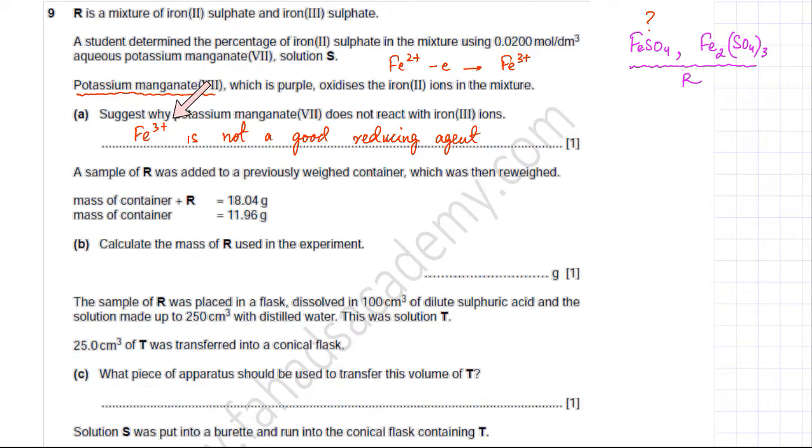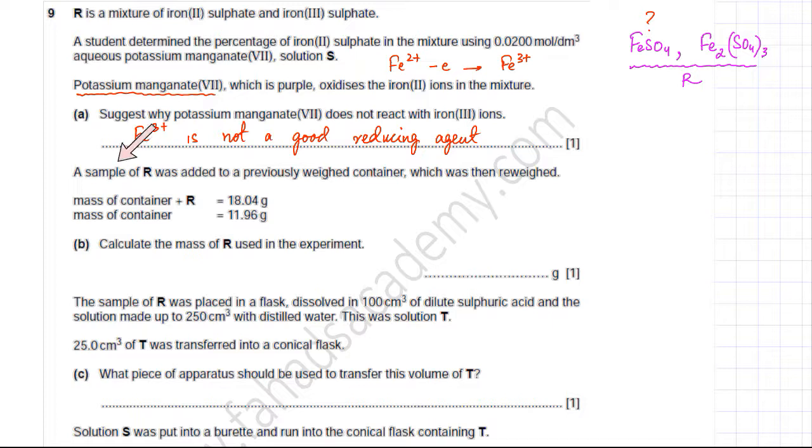It has lost 3 electrons, so it is incapable of losing more electrons, which is why potassium manganate cannot possibly oxidize Fe3+. It could do that to Fe2+, because Fe2+ can still lose a few electrons and become Fe3+, but Fe3+ has already lost too many electrons. It would instead actually be attracting electrons because it has a very high positive charge. So it's not capable of losing electrons, which is why it's a very terrible reducing agent. So that's the answer to this part.